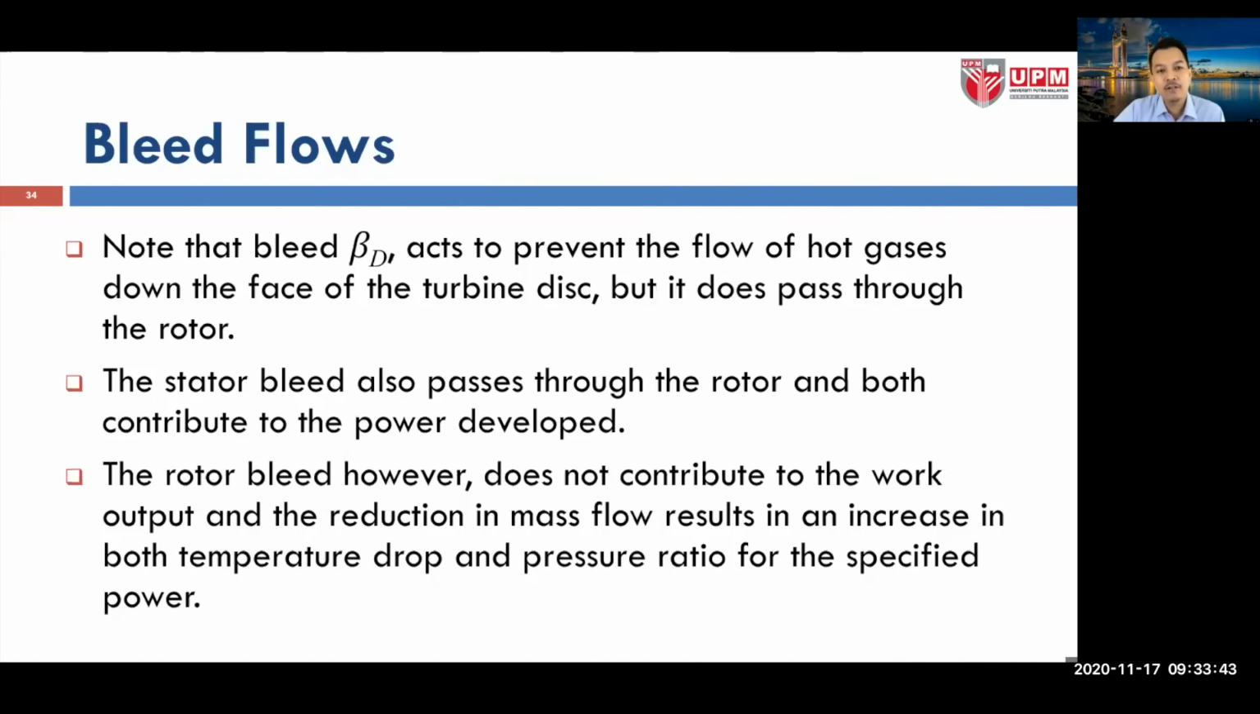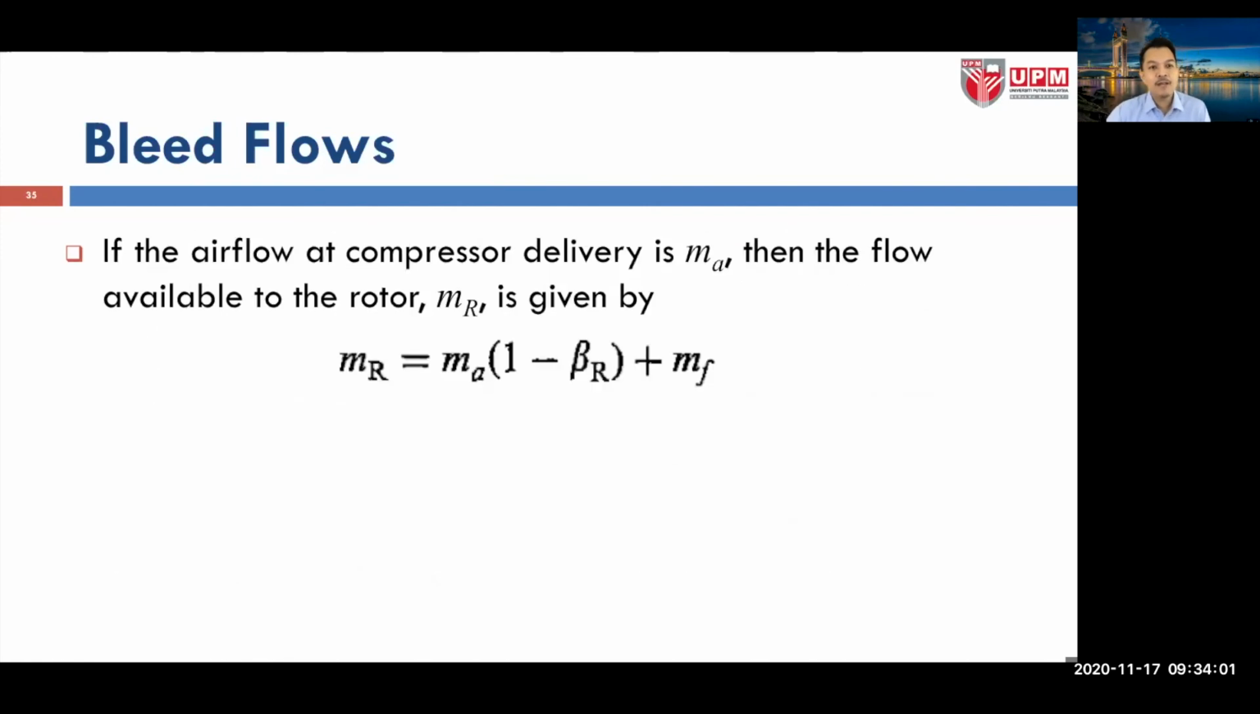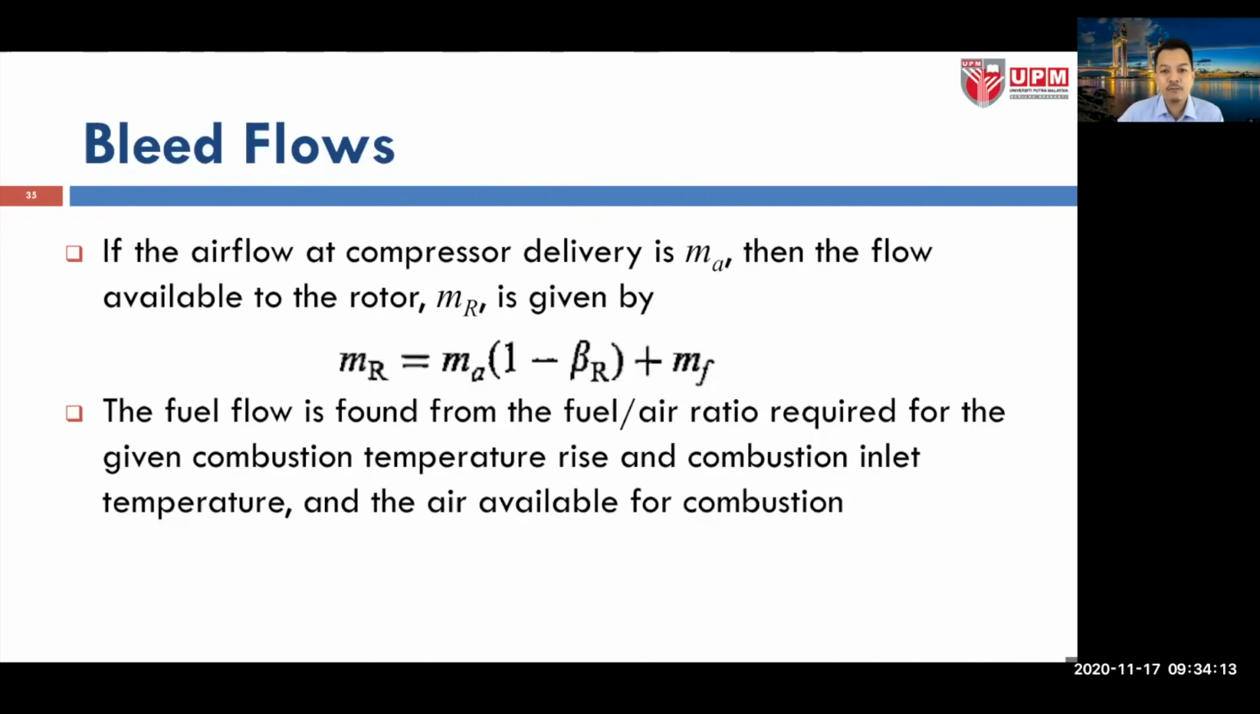Whenever you are dealing with turbine cooling, we also have impingement cooling and transpiration cooling. There are so many other types of internal cooling as well as external cooling being used to protect the turbine blades. If the airflow at the compressor delivery is given as MA, then the flow available to the rotor MR is given by this expression. The fuel flow is found from the fuel-air ratio required for the given combustion temperature rise and combustion inlet temperature. And the air available for the combustion is given by this notation.